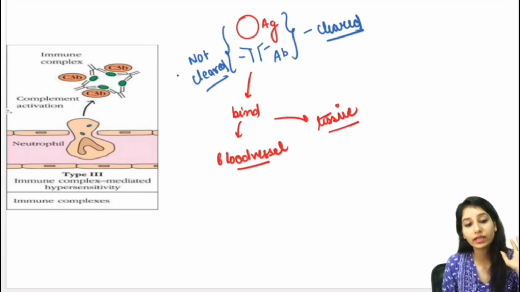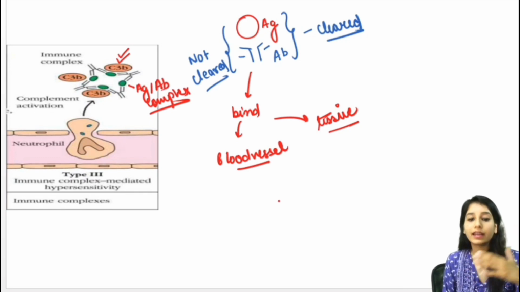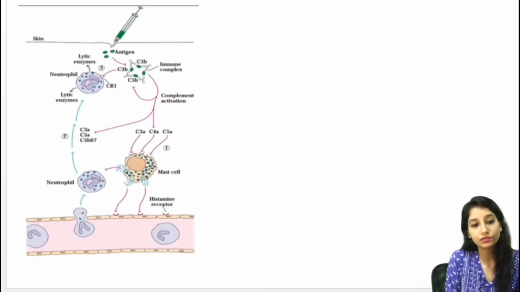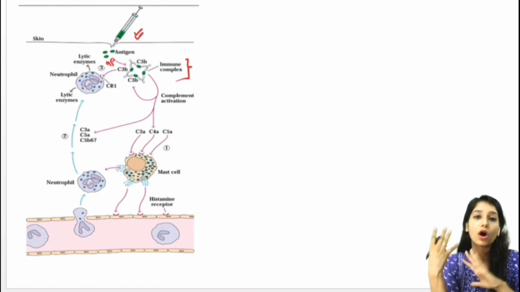In this condition, you can see, for example, here there is antigen antibody complex. This green color is the antigen antibody complex. You can see that they have activated the complement system. Let's see in detail what is happening. First of all, for example, you have injected antigen, and this antigen has bound with the antibody, so they have formed an immune complex. That normally happens. Now this immune complex is not 100% cleared from our body, so it has bound with our tissue or our blood vessel.